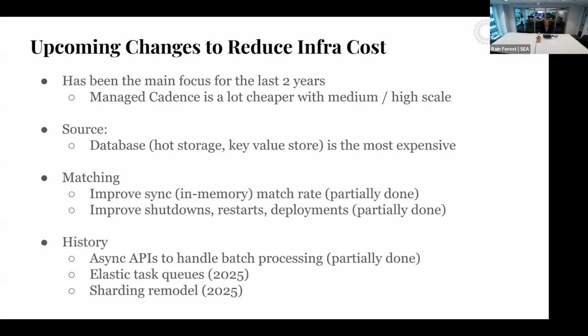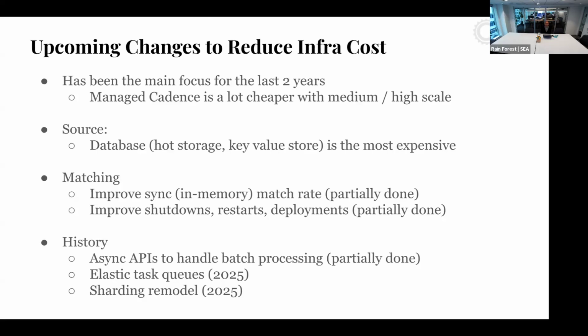Where is the biggest source of infra cost? It is coming from the database. Whichever cloud provider you go to, if you try to get a key value store, you will see that that's the most expensive thing. And that's going to be our main focus. We will either try to reduce the traffic to the database, or we will make it a lot more efficient, either by reducing the size being used or different things. I will explain in the next items.